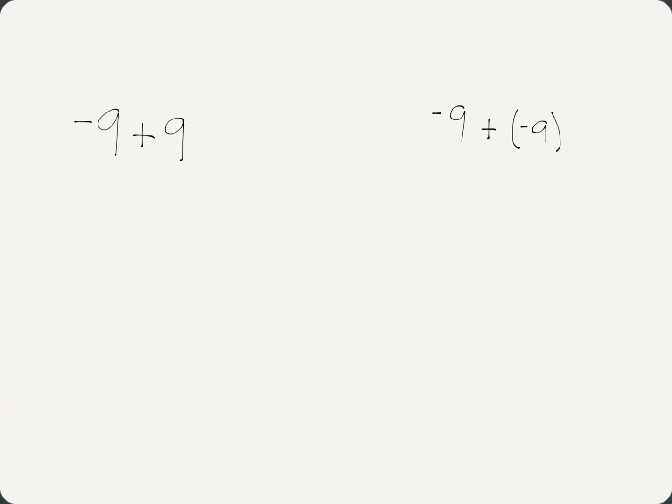Okay, again, two problems that look the same but are very different. Negative 9 and positive 9 are opposites, and when you put two opposites together, you're going to get 0, right? In other words, if the negative team scored 9 points and the positive team scored 9 points, what's the difference between their scores? 0. It was a tie.